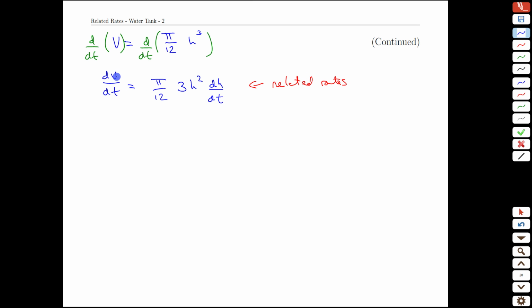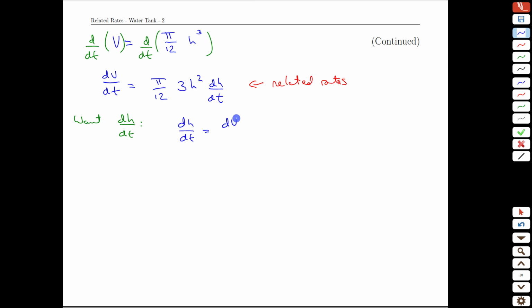Perfect. And what we wanted was the dh/dt. All right, so we want dh/dt, so we just solve for that. dh/dt is going to equal the dV/dt part, and then we're going to divide through by all of this with a little bit of tidying. The 3 and the 12 is going to turn into a quarter. When we bring it to the other side, it'll be times 4 over pi and 1 over h squared. Perfect. It's now a question of subbing in the values.